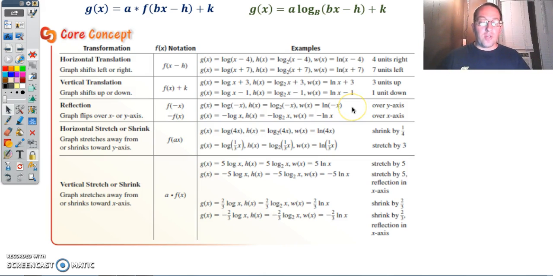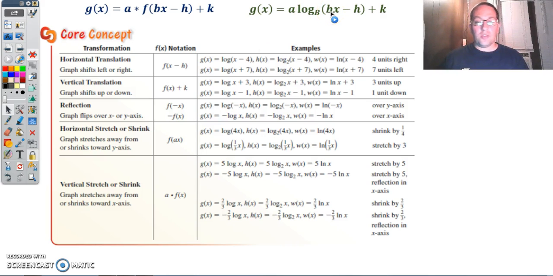The reflections still look the same way. It's still a negative. If you have a negative x, so if b is negative, it's a reflection over the y-axis, because that's a horizontal move and everything in the parentheses is horizontal. If it's a negative out in front, so if we have negative a or negative log, negative natural log, whatever, then this is a reflection over the x-axis. It's on the outside, so that's a vertical move, flipping over the x-axis. All right.